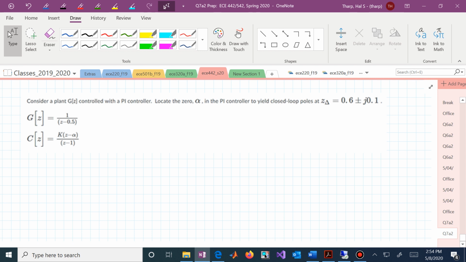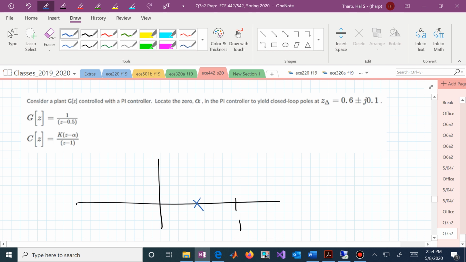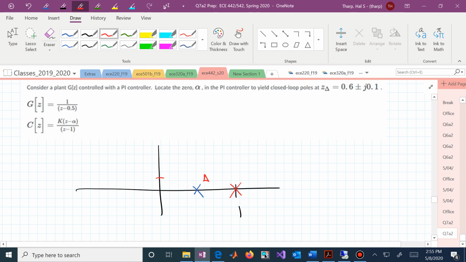Now we want to consider a plant g of z controlled with a PI controller. Locate the 0, which is this value there, in the PI controller to yield closed loop poles at 0.6 plus and minus j 0.1. So in this particular case, we have a pole at 1/2. We have a controller pole at 1, and we want our closed loop pole to go through that location of 0.6 plus j 0.1.